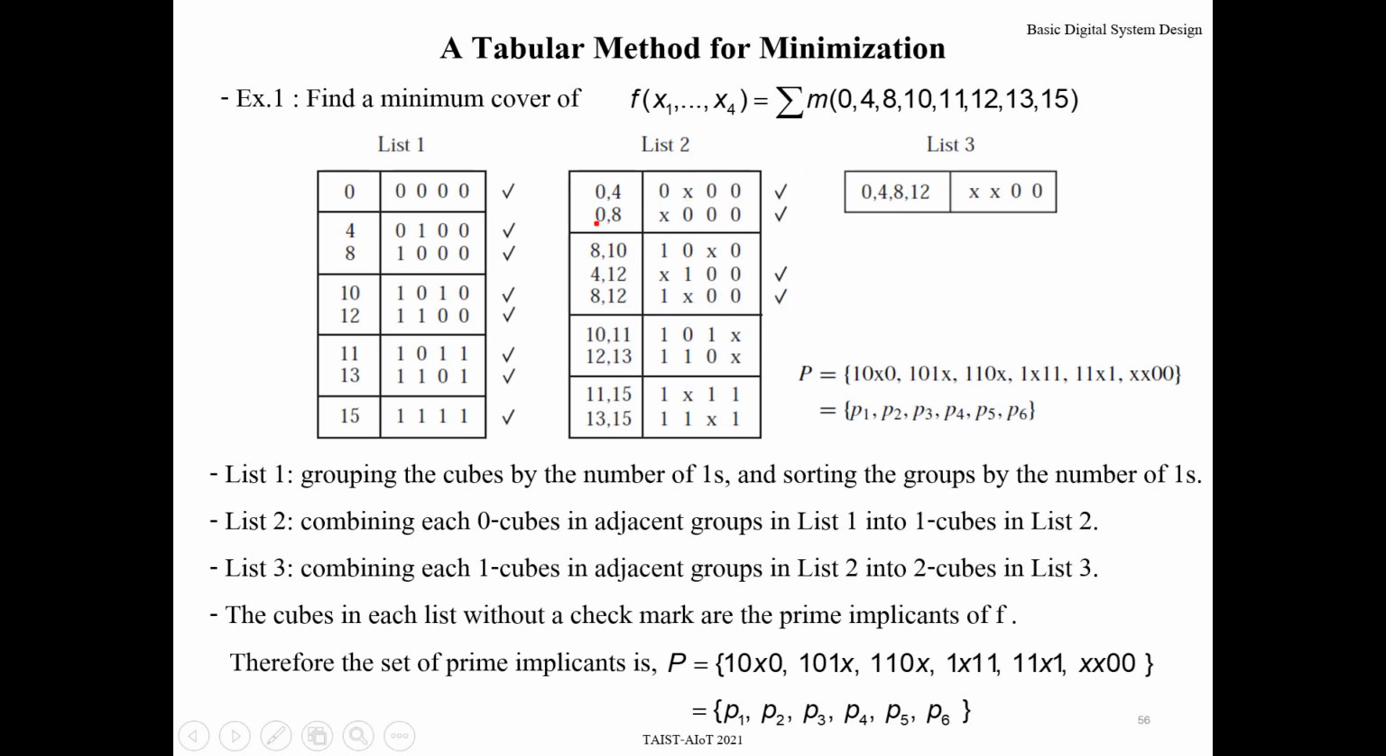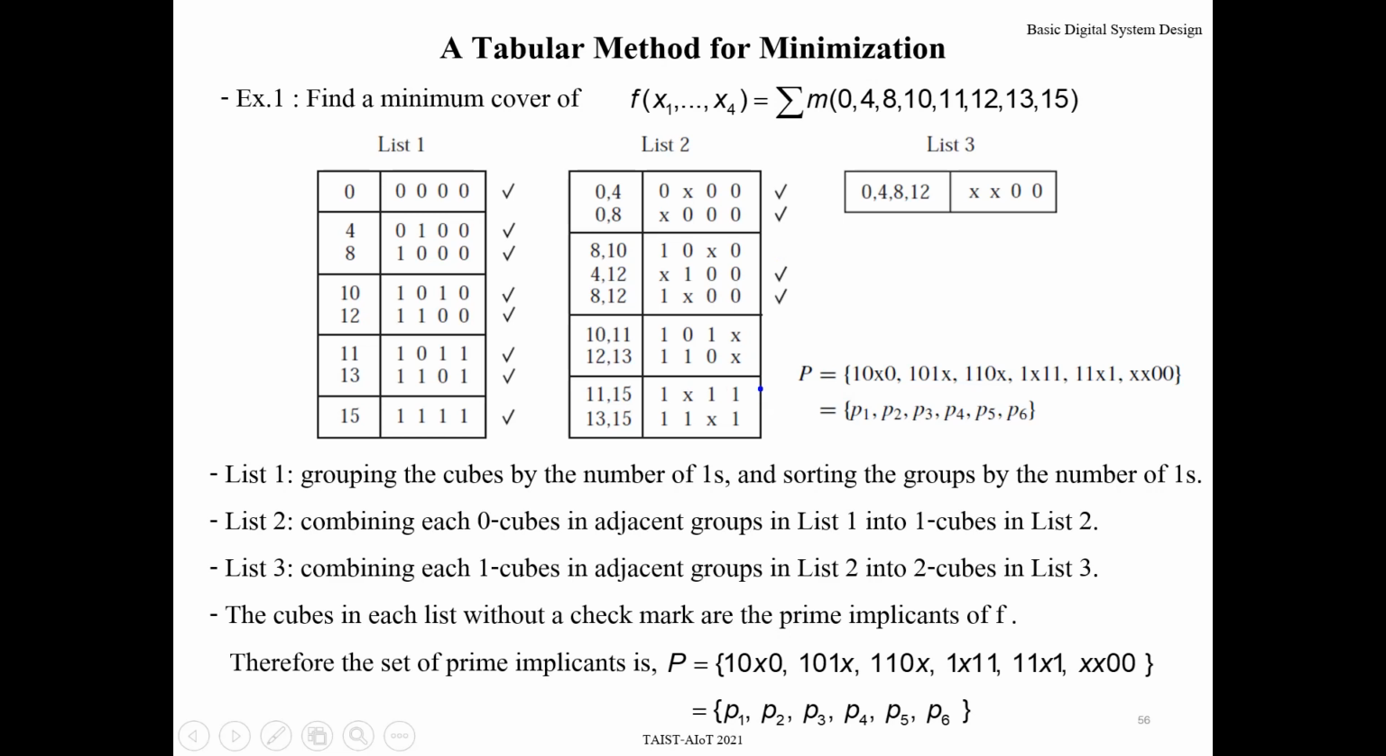This one also. Okay, so this one and 0 8. This one the same, right? With the same part and different at this position. So it's x 0 0. Okay, to be this. Then if you select this one to combine together, don't forget to check it.